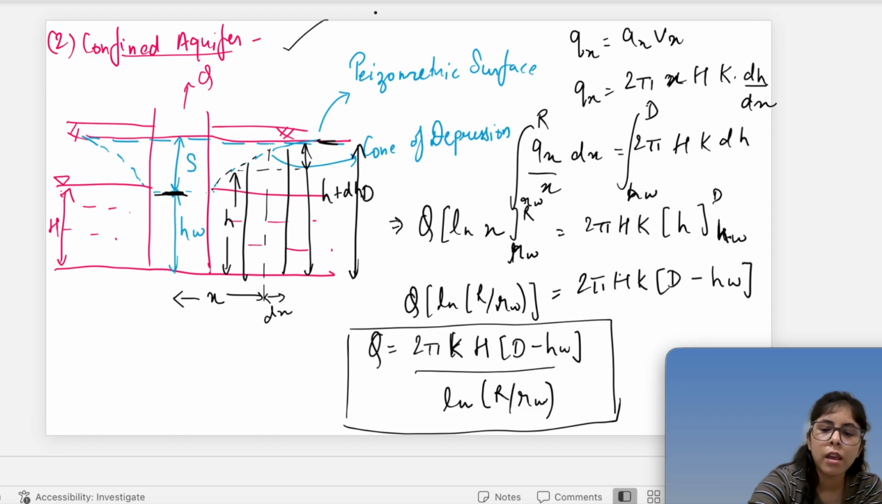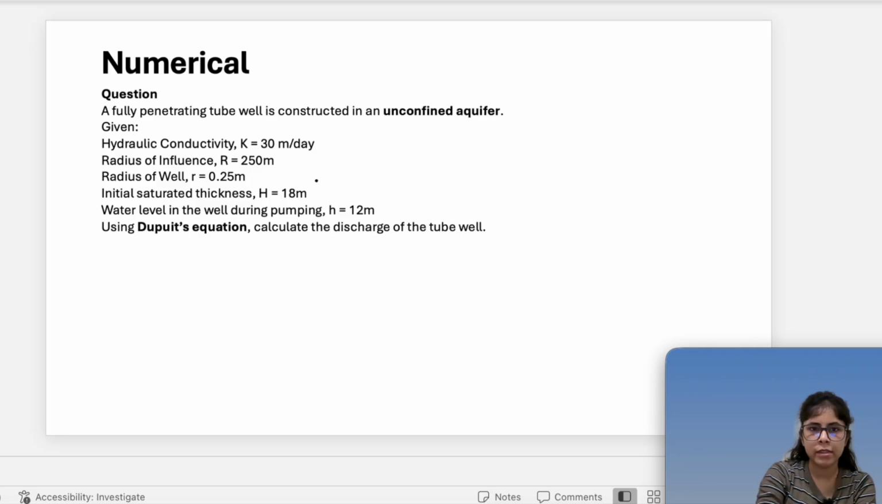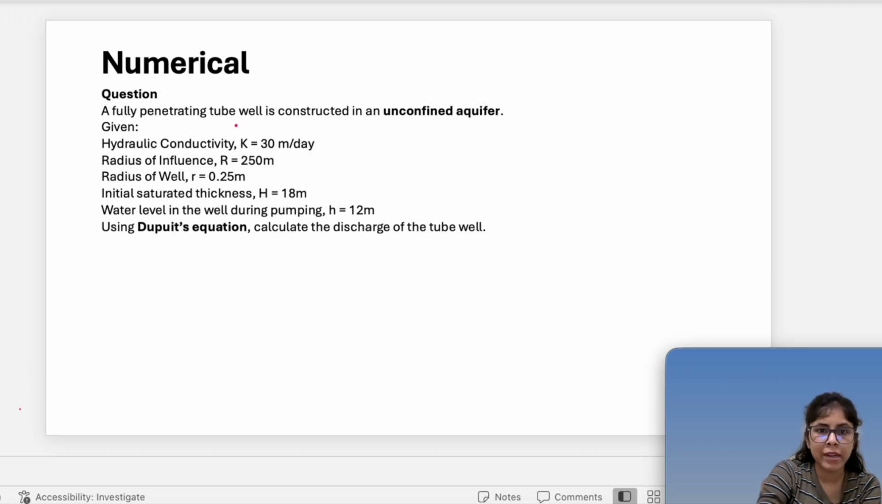Now, can we move on to one numerical? So let's move on to the numerical. It's something like this: a fully penetrating tube well is constructed in an unconfined aquifer with the hydraulic conductivity, the radius of influence, and the radius of well given, and we have the initial saturated thickness, and the water level in the well during pumping. We need to use Dupuit's equation and calculate the discharge.